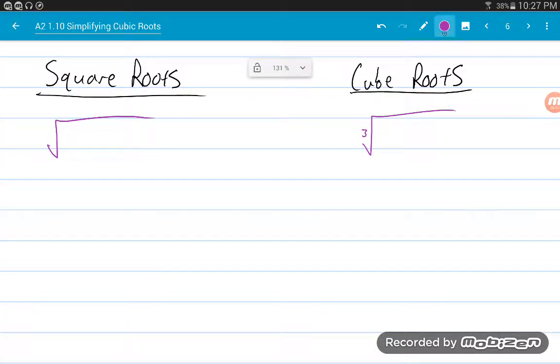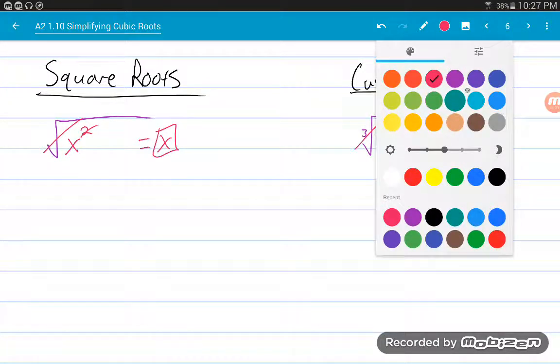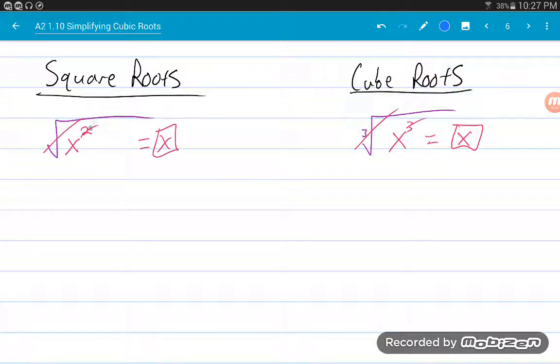The difference is that a square root undoes a square. It undoes something like an x squared. Done and done. This is equal to x. A cube root undoes something like an x cubed. These cancel out, and this is equal to x as well. Okay? So when we're looking to simplify variables, clearly I'm looking for 2's or I'm looking for 3's in the exponent spots. So that's the difference with those.